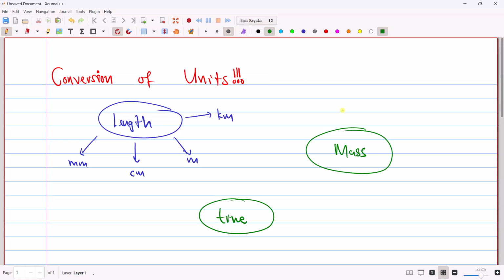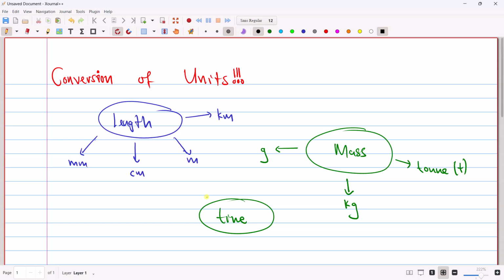And then also we have mass, which can be measured in these units. There is the gram, then the kilogram, then the ton. The ton is usually denoted by the small letter t. So these are the units that we have for this quantity.